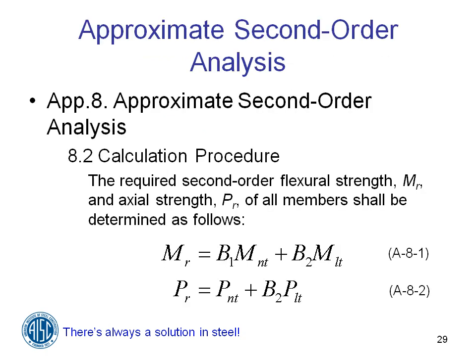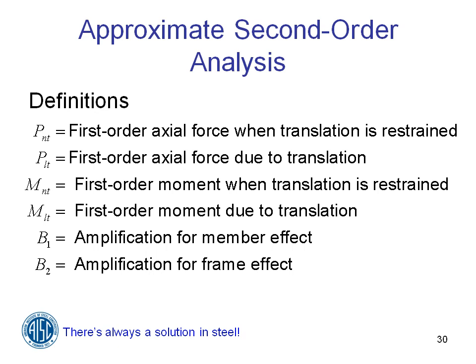So what we find in Appendix 8 is that if we're going to use the approximate method, the second order moment, M sub r, is equal to B1 times M_NT plus B2 times M_LT. And the second order force is P sub r equals P_NT plus B2 times P_LT. Now what do these things mean? Well, NT means no translation, and LT means lateral translation. So we have both the force and the moment from those different kinds of analyses.